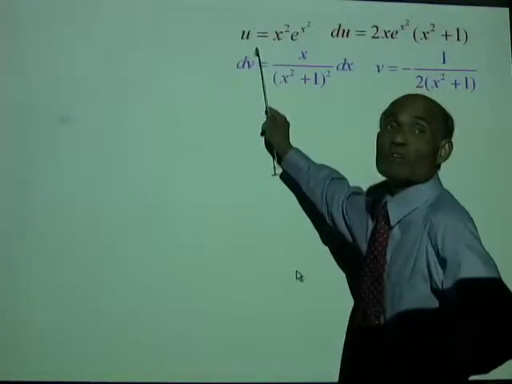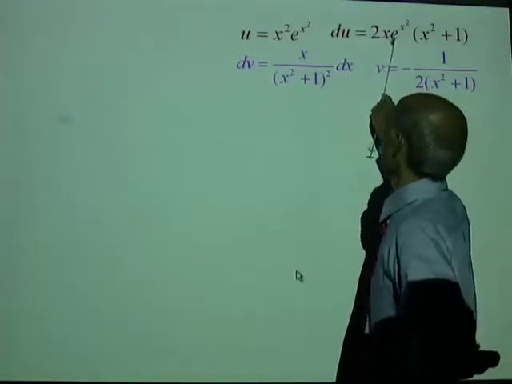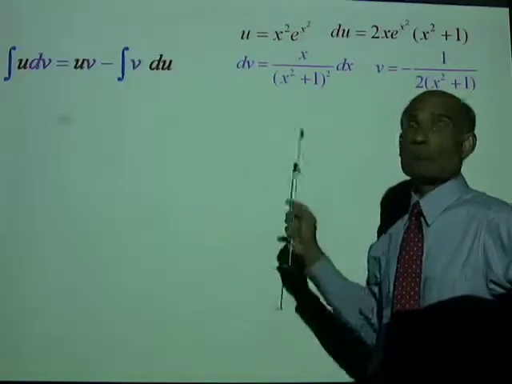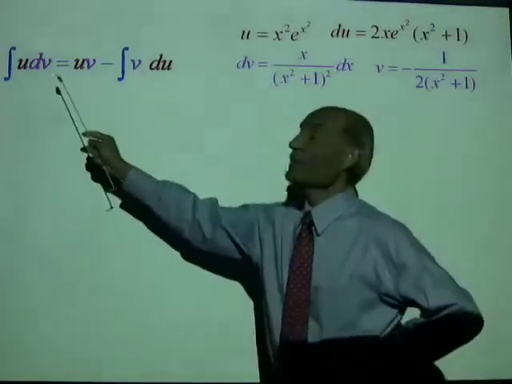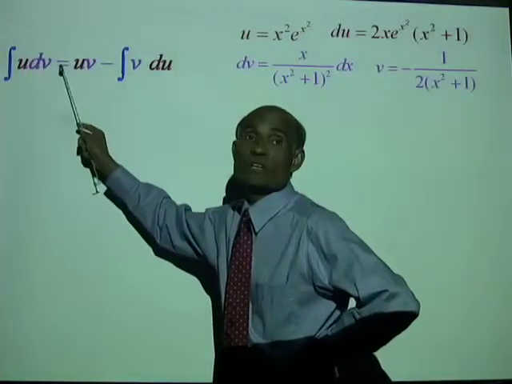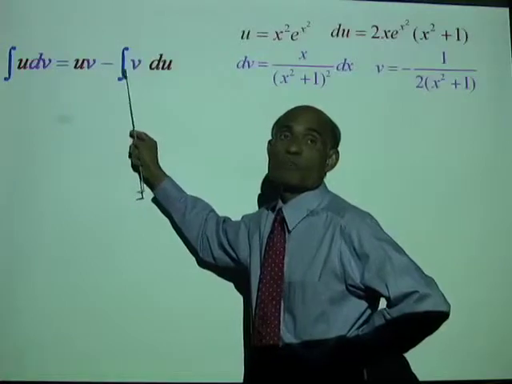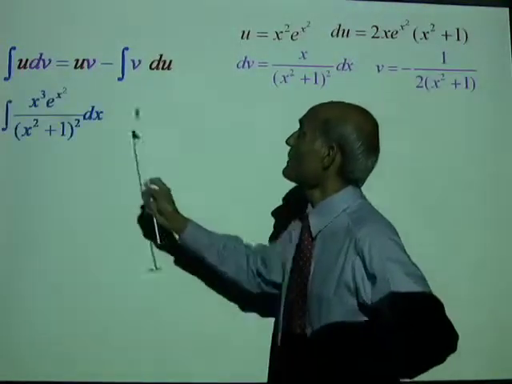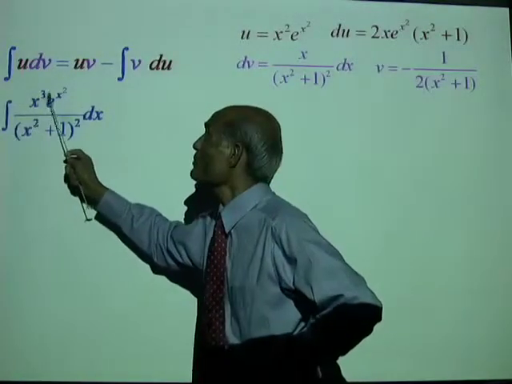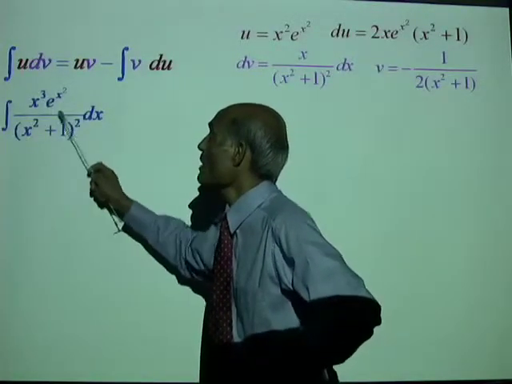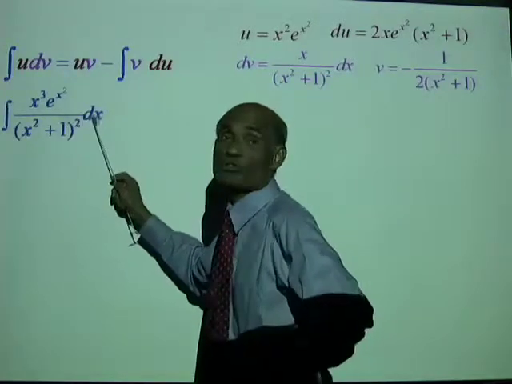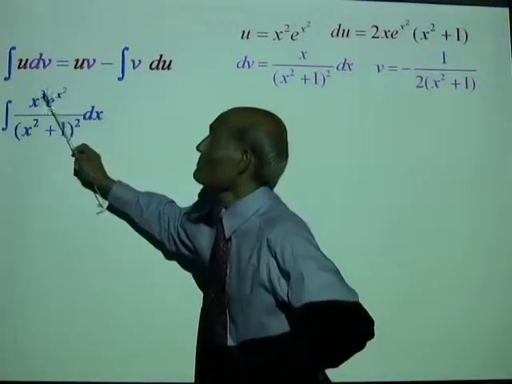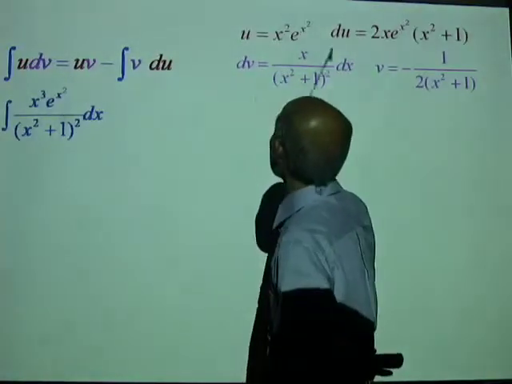Alright, so we have our u, we have our du, we have our dv, we have our v. Keep a watch on this. The integral of u dv equals uv minus the integral of v du. Let's put all those things in there. So the integral of x cubed e to the power of x squared over (x squared plus 1) all squared dx. That's our original expression. And we picked u and v like this.